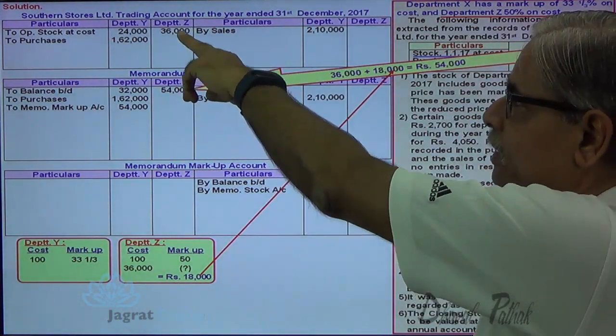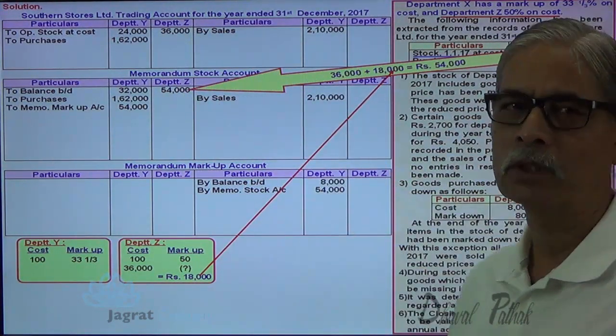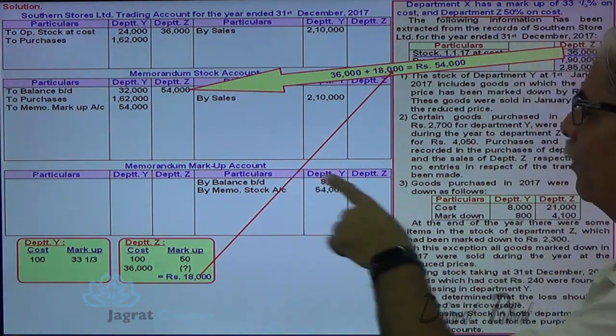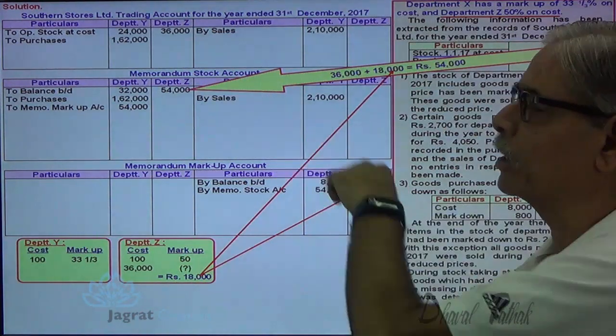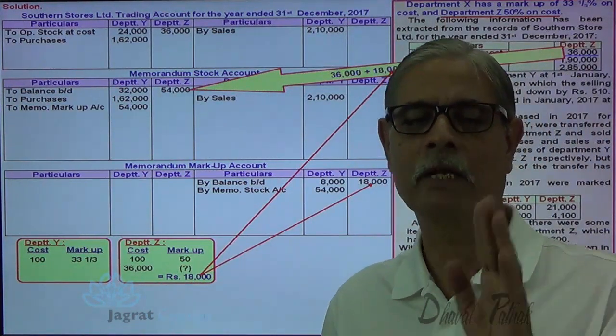So here, instead of 36,000, I have recorded 54,000. So the profit load is added and the profit element will be recorded on the credit side in the markup account. This is how opening stock is recorded at an invoice price or at a markup price.